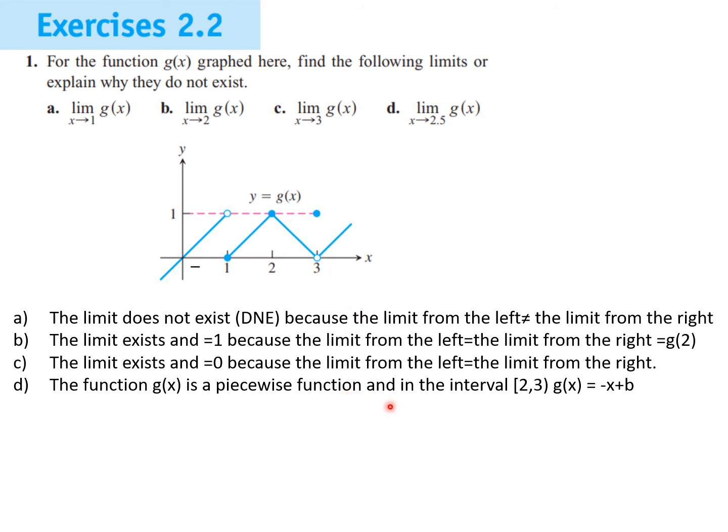So now that we decided that g of x, this section of the function g of x between 2 and 3, has an equation g of x equal to -x plus b. Since we are looking at this point 3, we can evaluate and find out the value of b as follows.